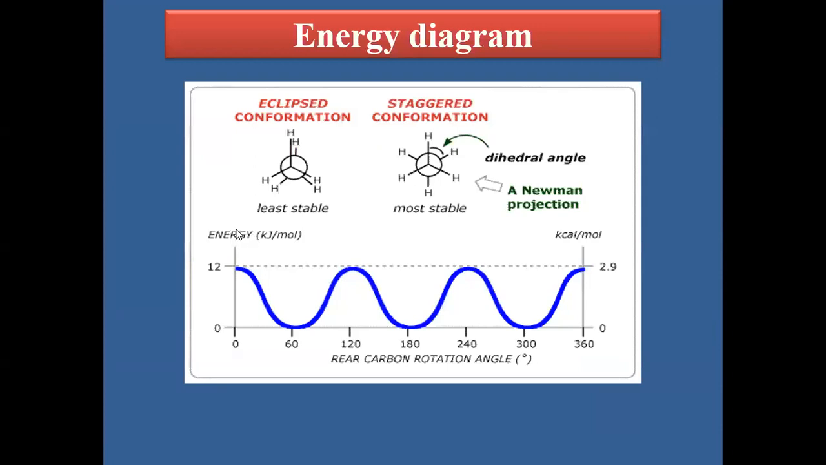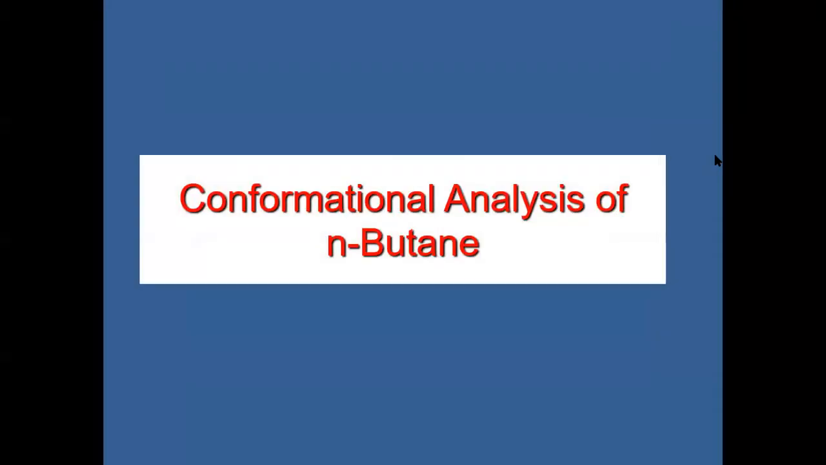Now this is the stability order. As you can see, eclipse conformation is least stable, and that's why it has a high energy. So this hump is for high energy, and this is staggered conformation, which is more stable, which has less energy. So this is the energy diagram, and this energy diagram also tells us which is less stable and which is highly stable. Now we go for conformation analysis of n-butane.